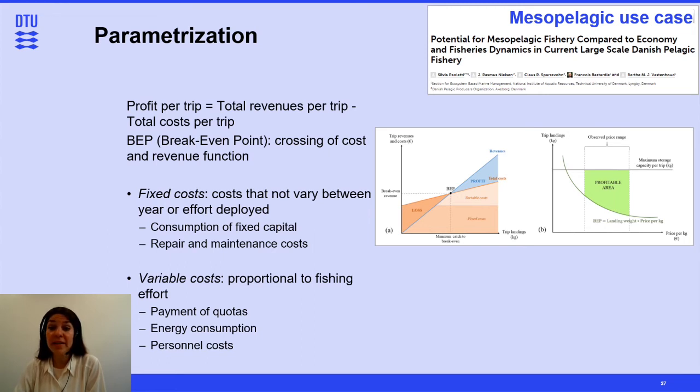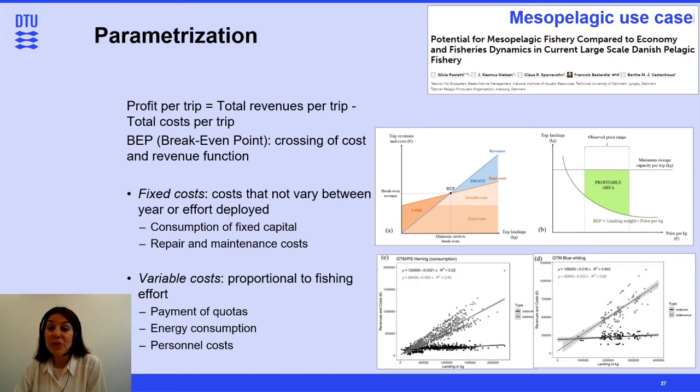The entire area on the right of this right-hand curve indicates profitable trips, but not all scenarios here are realistic. Therefore, the profitable area is limited by the observed fish prices and by the maximum storage capacity on board. The cost functions depend on both fixed costs that do not vary according to year or effort, such as repair and maintenance cost, and variable costs, for example, for the payment of quota, energy consumption, and fuel use.